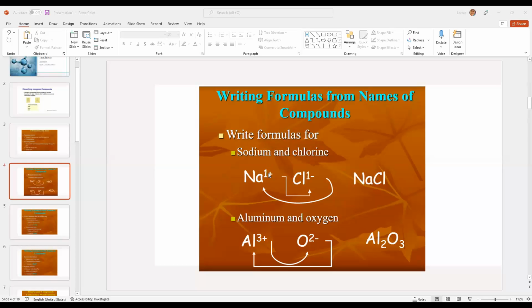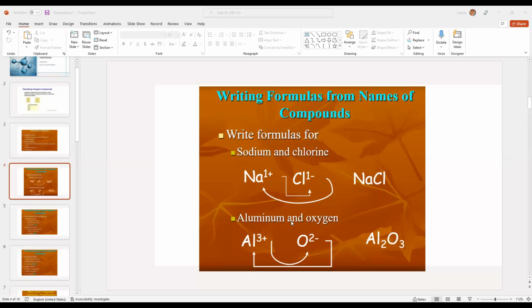In this case, as the charge of the cation is positive 1 and the charge of the anion is negative 1, they cancel out, and all you have to do is join them, putting the cation first and the anion after.